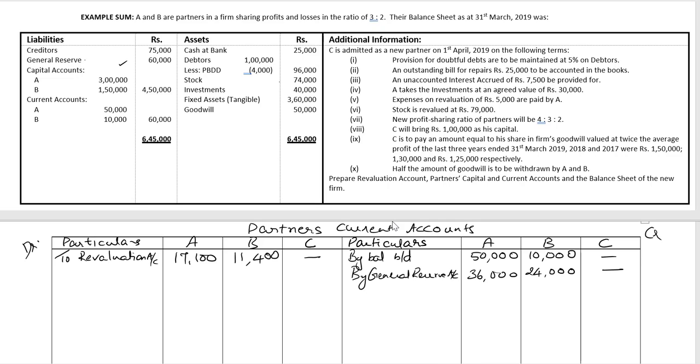We'll deal with the goodwill. There's an existing goodwill of rupees 50,000 in the asset side of the balance sheet. It needs to be written off among A and B in their OPSR. So to goodwill account, 30,000 under A and 20,000 rupees under partner B.